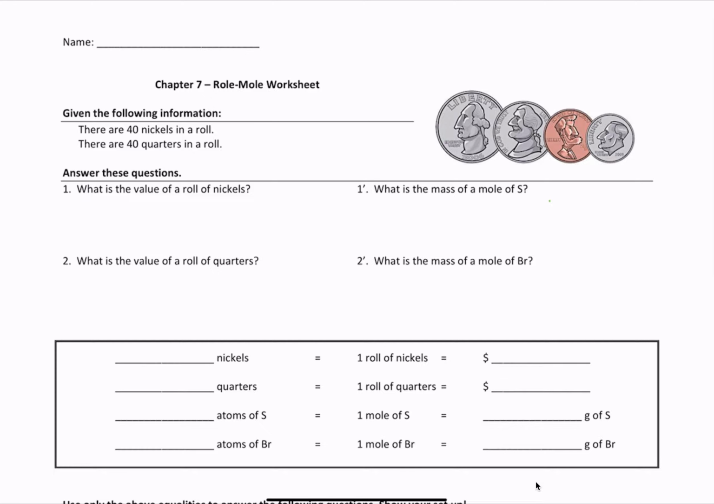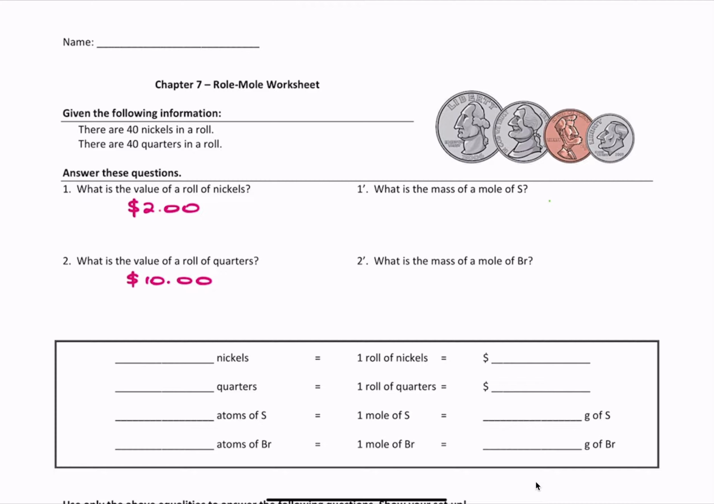At the top you have the given information. We know that there are 40 nickels in a roll and 40 quarters in a roll, and it's known that a nickel is worth 5 cents and a quarter is worth 25 cents. For that reason, if we look at this, then what will be the value of a roll of nickels? The value of a roll of nickels will be $2, since there's 40 nickels and each nickel is worth 5 cents. And then what's the value of a roll of quarters? It will therefore be $10.